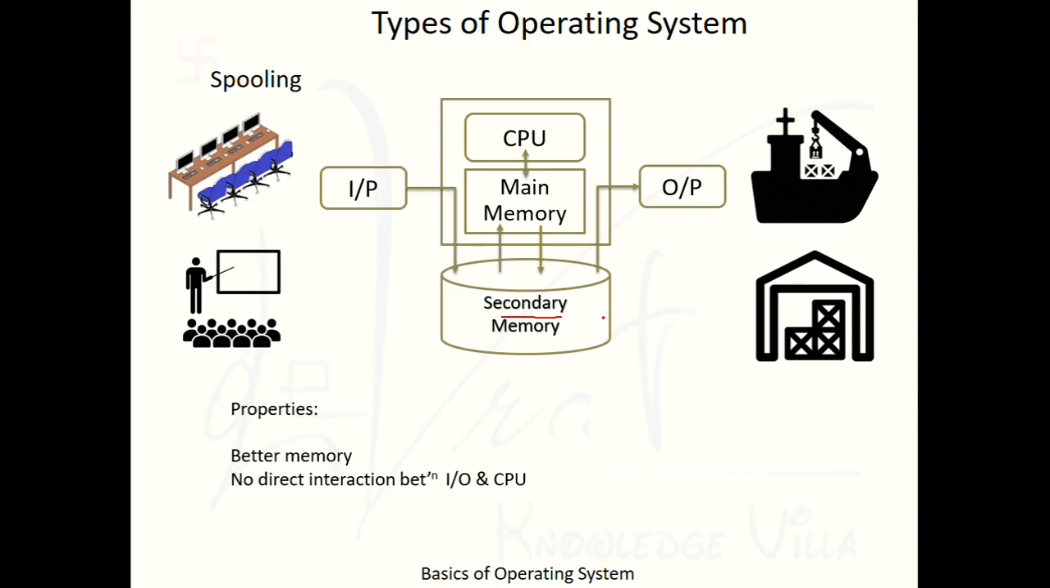So how does this entire sequence happen? Let's see. First, from the input section. The first part: data is placed as an input inside the secondary memory. The second thing: that data will go inside the main memory for execution.